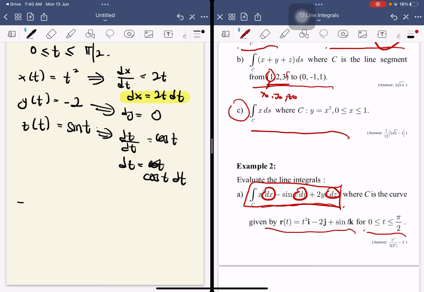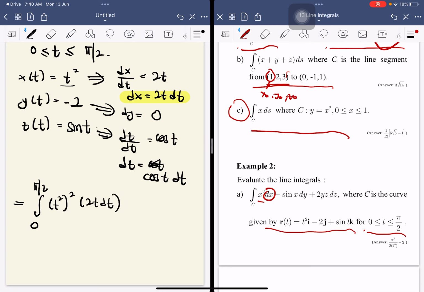Now we replace all the terms. The integral is from 0 up to pi over 2. Let me split this up. x squared is replaced with t squared, all squared, and dx is 2t dt, plus, wait, minus, sorry, this one should be minus.